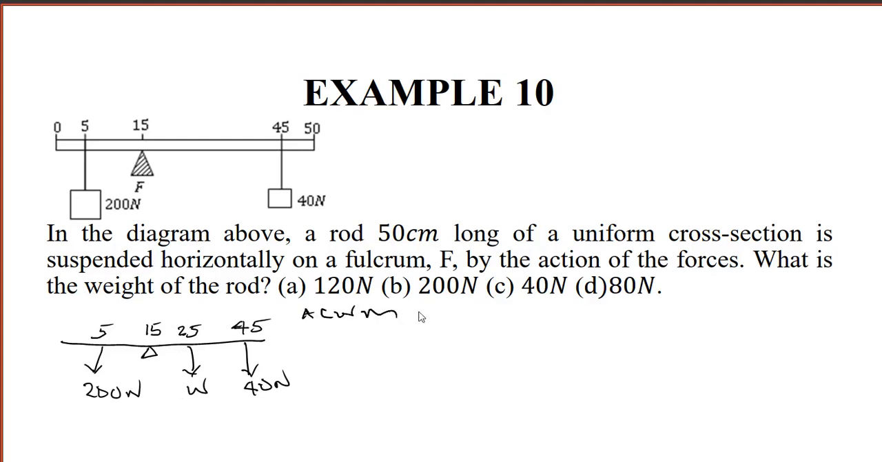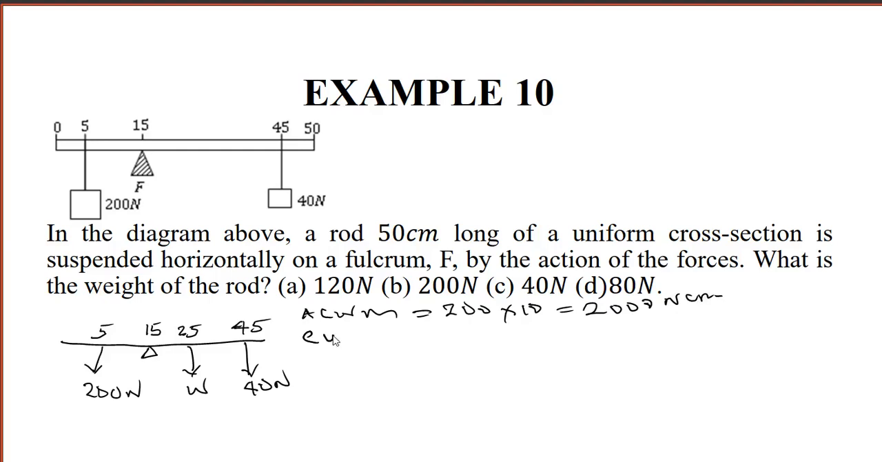Now, let's go for anti-clockwise moment. Anti-clockwise moment will be 200. Now, from 5 to 15, that's 10. Notice that I did not convert to meter. We'll still get the same answer. So that will be 200 times 10, so that will be 2000. What will be the unit now? That will be Newton centimeter, because our distance is in centimeter.